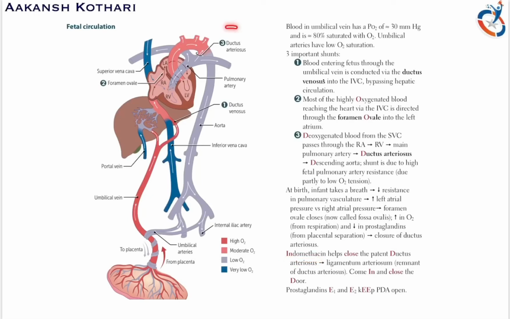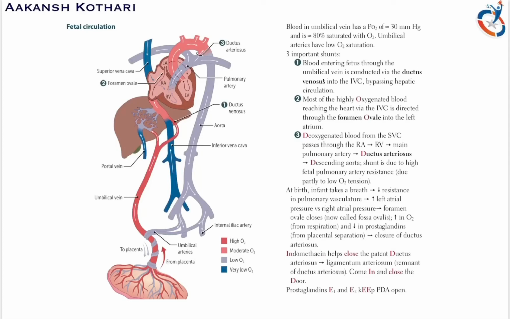Now let's talk about indomethacin. Indomethacin helps in closing of this ductus arteriosus. Indomethacin helps in closing of the patent ductus arteriosus, which is present even after birth. Okay, the ductus arteriosus gets converted to ligamentum arteriosum after birth, which is called as the remnant of ductus arteriosus. But if the ductus arteriosus doesn't close, that means the patent ductus arteriosus, then indomethacin is used to close this.